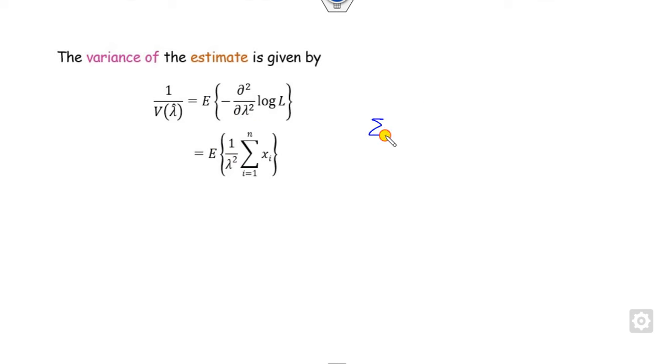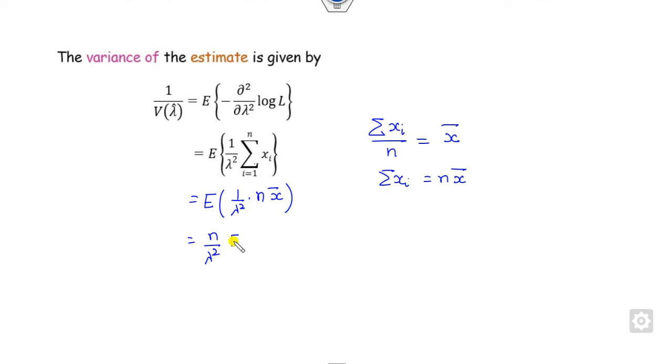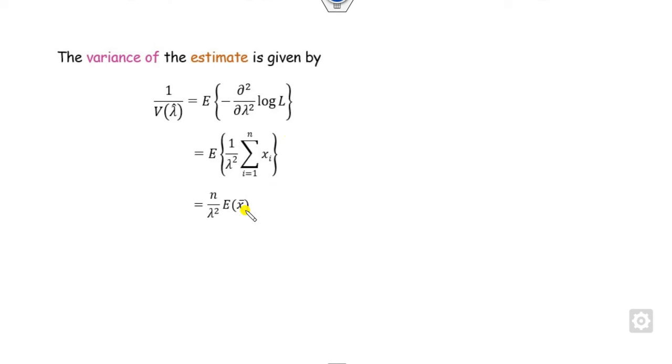How can you find this summation of the xi's? It can be taken from here. This is nothing but my n x bar. So once you substitute the value here, this is the expected value of this into n x bar. Now n upon lambda square is a constant value, so it can be taken outside, and this can be written as of here. Now what is the value of E of x bar? Since we computed that x bar is nothing but lambda, we can substitute the value also as of here.